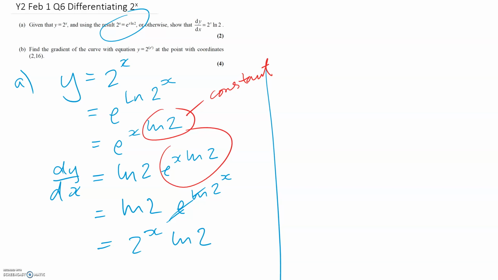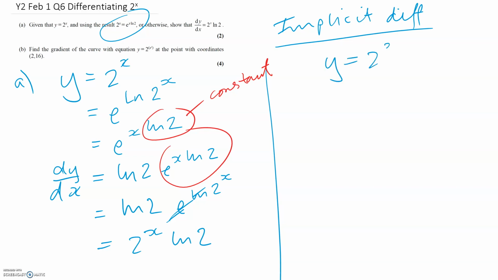Another way of doing that is to use implicit differentiation, which you might have done in class quite recently. In fact, we used that for question 4. So another way of doing this is to write y equals 2 to the power of x, and then if you do ln of both sides, you've got ln y equals ln 2 to the x. Now we can bring the x down.